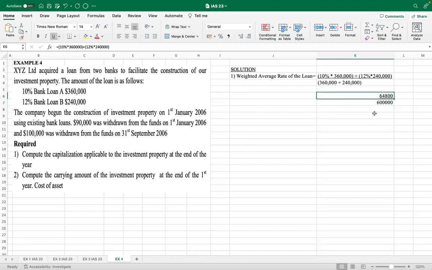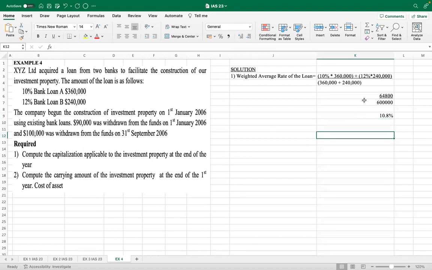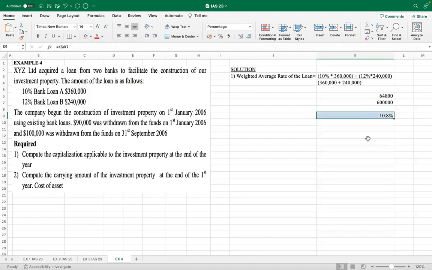So what is our rate? Our rate will therefore be equal to this divided by that. So as a percentage, it will be 10.8%. Let me round it to one decimal place. As a percentage, the weighted average will therefore be 10.8. So take note of the 10.8. So this is the weighted average.